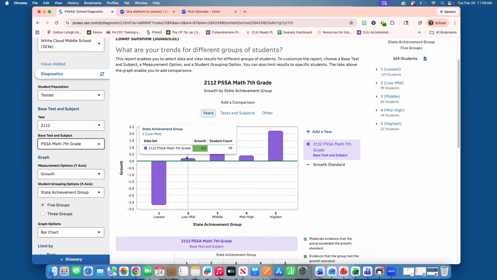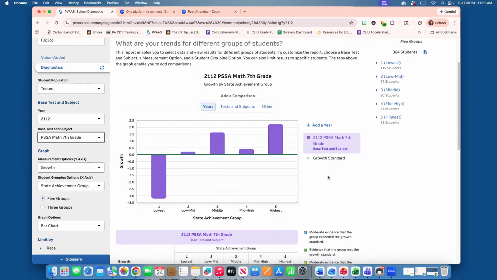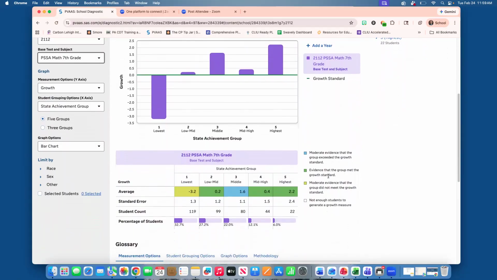Low to mid are our students who are in the achievement group between 20 and 40% of the lowest. Middle is around 40 to 60%. Mid-high is 60 to 80%. And finally, our highest group of students are the students that scored in the highest 80 to 100% throughout the state. So I see the graph here, but I always like to take a look down at the table because this is going to break out each of our state achievement groups based on the colors that I previously shared in the value added report.